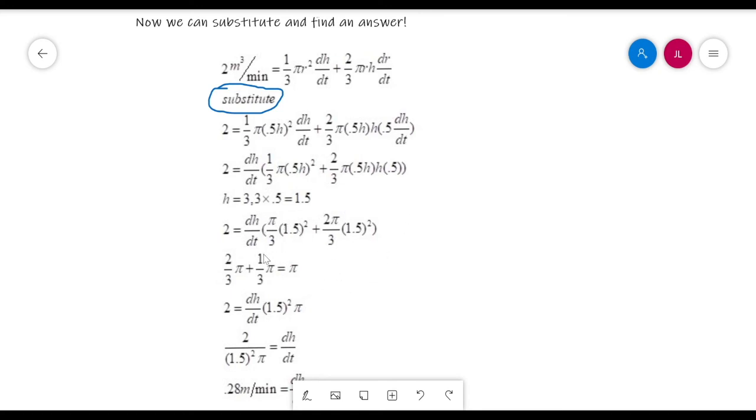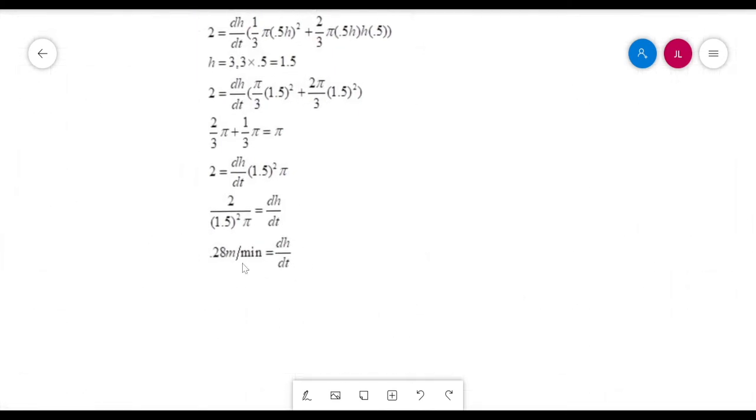But notice pi over 3 plus 2 pi over 3 is just pi. So this is pi times 1.5 squared. That's how I simplified this. And pi times 1.5 squared is the coefficient of dh/dt, so we divide by it on both sides. We get 2 divided by 1.5 squared times pi, or 0.28 meters per minute, is dh/dt.